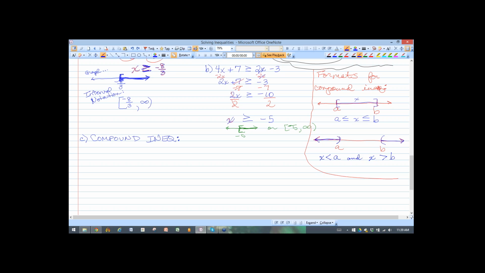We're almost done. There's a couple more things, but we're going to get examples going right now. Let's do this one. If you have -1 less than or equal to 3 minus 5x over 2 is less than or equal to 9.